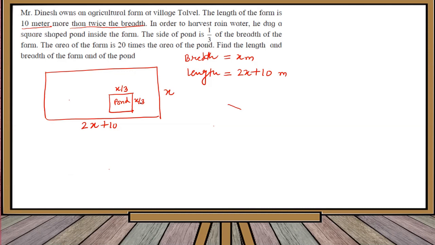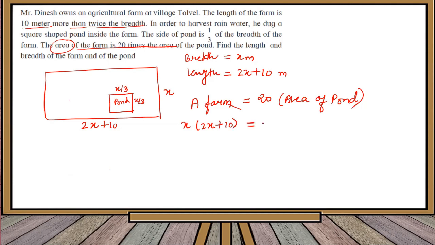Now what is the situation that they have given us for the area? Area of the farm is 20 times the area of the pond. This is very important. Area of farm is 20 times area of pond. Okay. The area of farm. Farm is rectangular in shape. So what's the area of a rectangle? It's length into breadth. So we have length, we have breadth. So that is x into 2x plus 10 equal to 20.